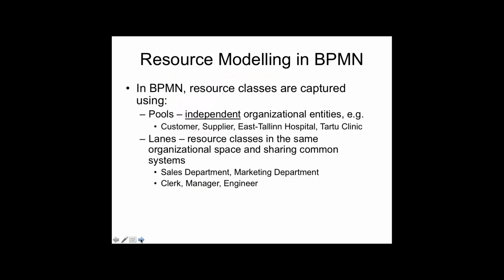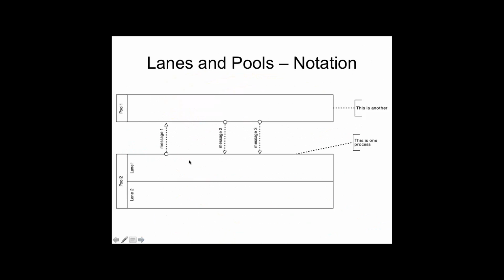So JBPM resource classes are captured using pool, that is independent organizational entities like customers, suppliers, hospital, or school, or your own business unit, whatever you feel like. Then you have lanes, right? Each lane will contain resource classes which are used in the same organizational space, and they share the same system. You might have heard about swim lane, right? That helps you do abstraction of services. So sales department, marketing department, clerks, manager, engineers, right? So you can use these 2 terms. If you see here, you have pool and you have lanes, right? So this helps you to understand.